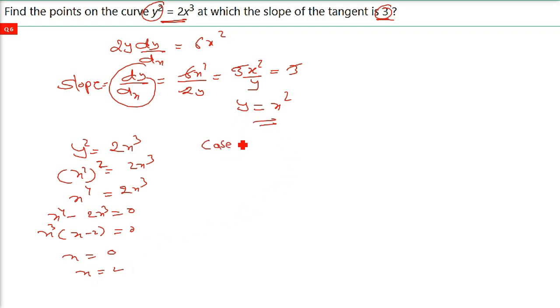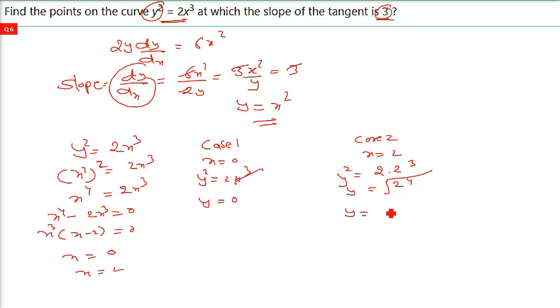So let us make the cases, case 1 and case 2. X is equal to 0 and x equal to 2. So when x is equal to 0, it's very obvious y square equals 2x cube, x is 0, so y will be 0. How about x equals to 2? When you put x equals to 2, it will be 2 cube into 2, that is 2 to the power 4. Now you have y, take the square root, and we know that there is no possibility of getting a negative. You will ask a question: whenever you do x square equal to something, you always take plus and minus. But it is quite clear from the values given that they are not negative. It will be simply y equals to 4.